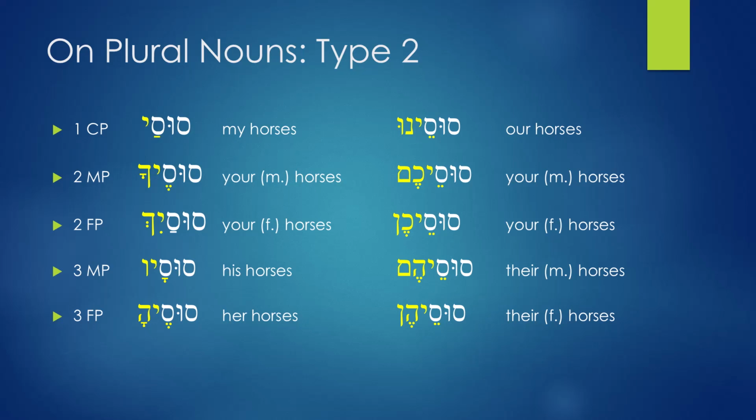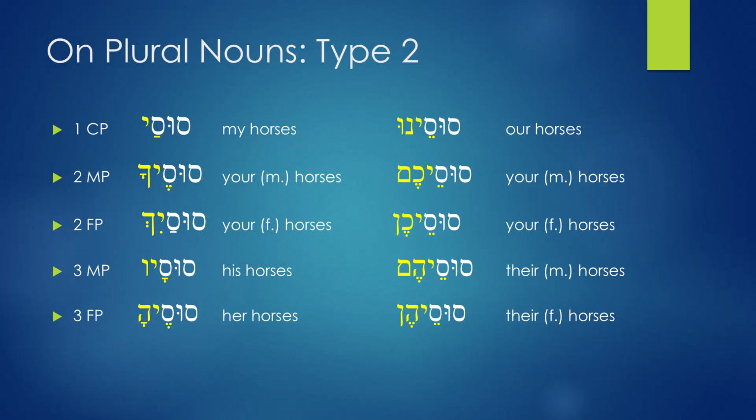So let's go through the examples again. Susai, susecha, susaich, susau, suseha, susenu, susechem, susechen, susehem, susehen. That's how you add the suffixes. That's how you add type 2 suffixes on plural nouns. Remember, if it's type 2, it means that the noun is plural, and so that needs to be seen in how you're translating it. Horses. That's type 2. That's very important.